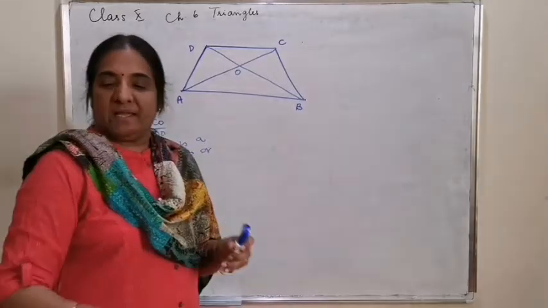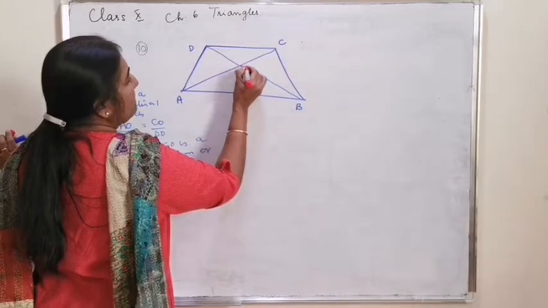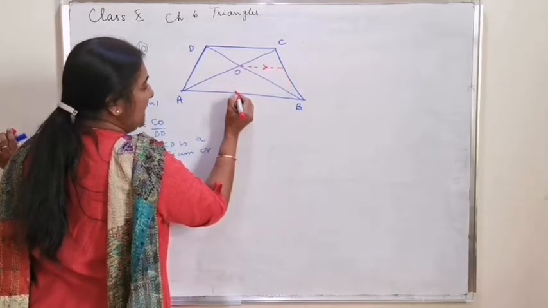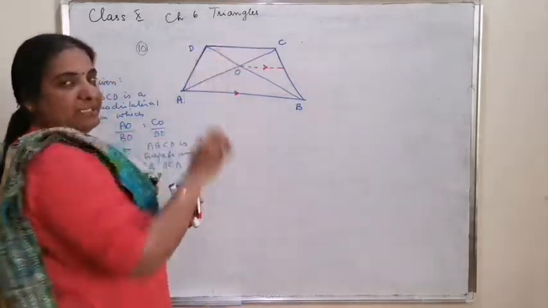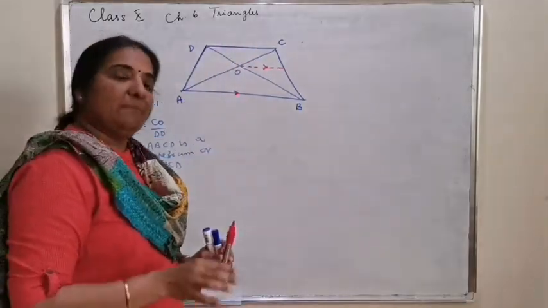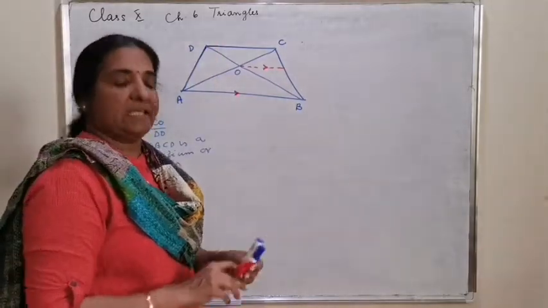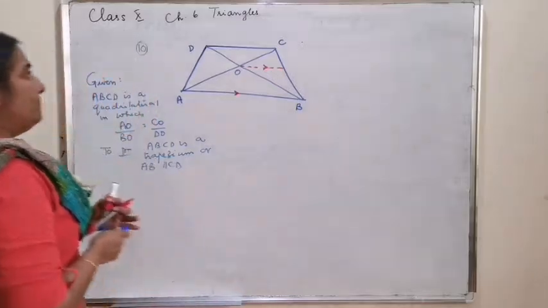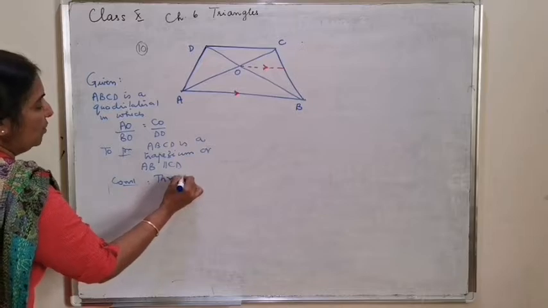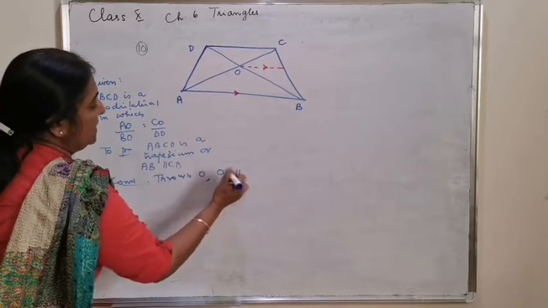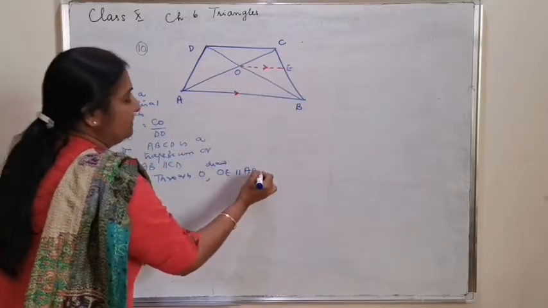the first step is, as in the previous one, through O, draw a line parallel to only the side AB. It is not given that AB is parallel to CD, so we cannot apply the basic proportionality theorem in the second triangle, but in the first triangle we can apply. So now the construction is: through O, draw OE parallel to AB.